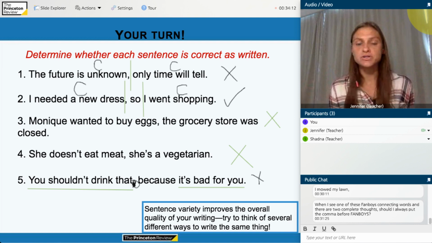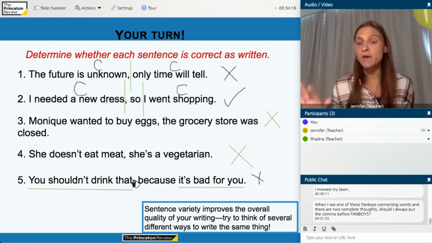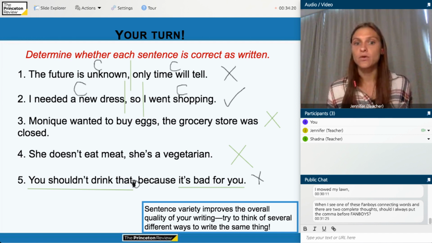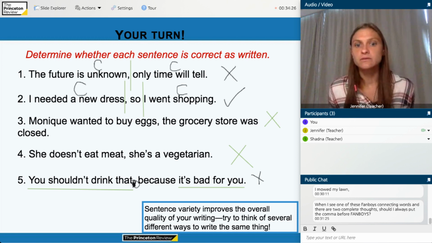The other way to reword this and use a comma would be, because it's bad for you, comma, you shouldn't drink that. So it's the same kind of thing with the word since, right? Since it's bad for you, comma, you shouldn't drink that. You shouldn't drink that since it's bad for you. Let me know if that makes sense. There are just lots of little nuanced rules to study and practice.